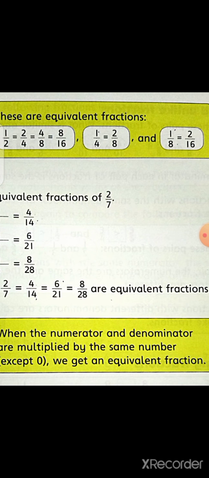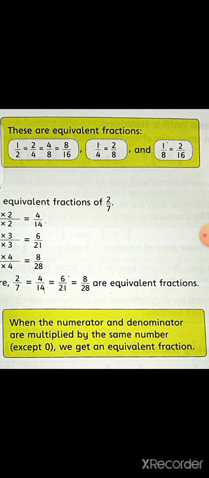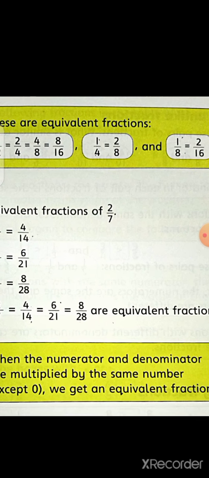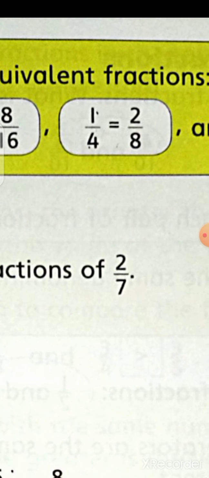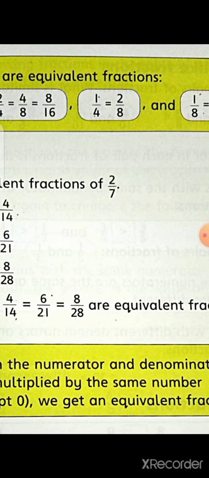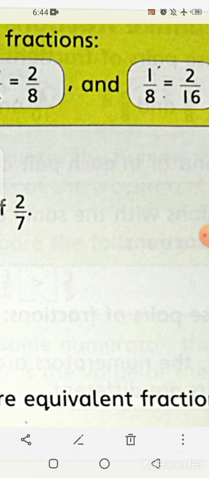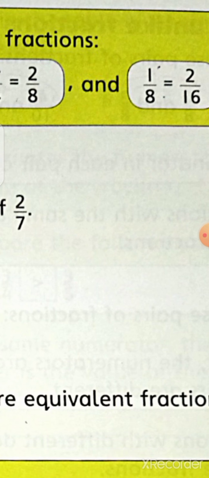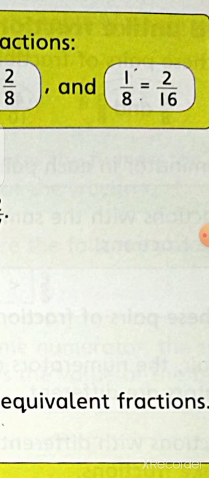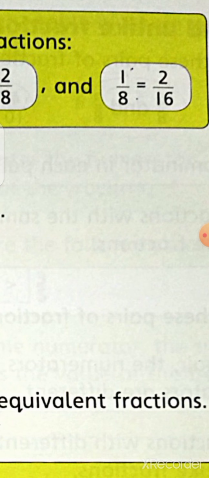Next example, 1 over 4 is equal to 2 over 8. Multiply numerator 1 and denominator 4 by 2, you will get 2 over 8. And for 1 over 8, you will get an equivalent fraction by multiplying the numerator and denominator by 2. 1 multiplied by 2, 8 multiplied by 2, you will get 2 over 16.